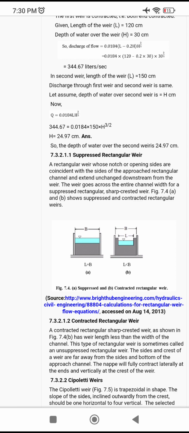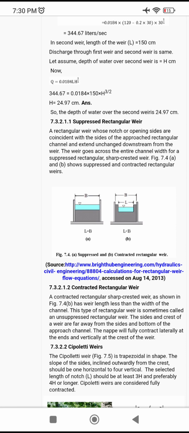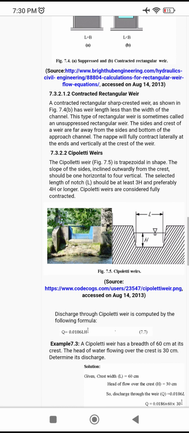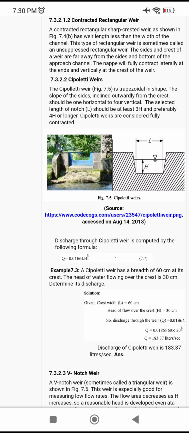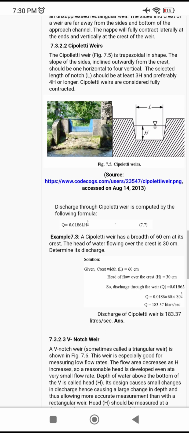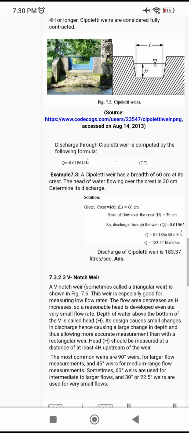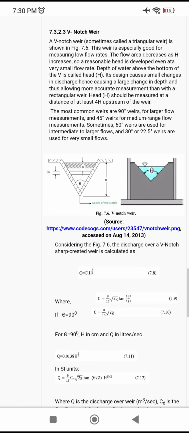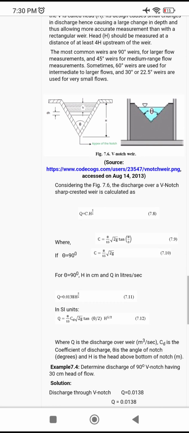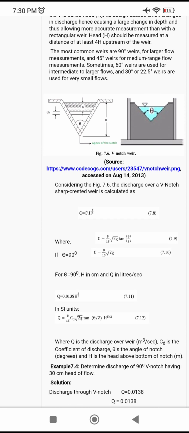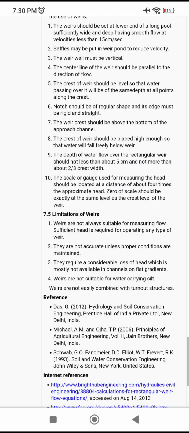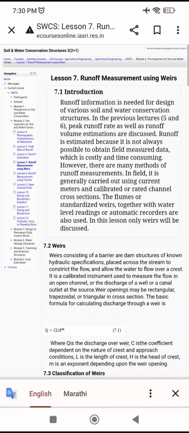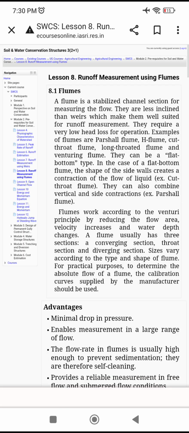So suppressed rectangular weir, then contracted rectangular weir, Cipolletti weir. For Cipolletti weir, Q is equal to 0.0186 L H raised to 3 by 2. You can expect this question, example 7.3. Then V-notch weir, sometimes called triangular weir. For it, Q is equal to C into H raised to 5 by 2, or in other words 0.0138 H raised to 5 by 2. So you can expect these questions or problems in your exam.